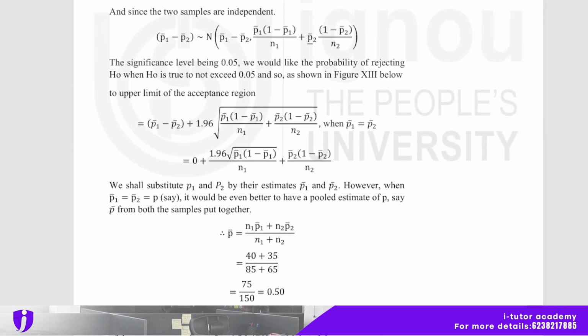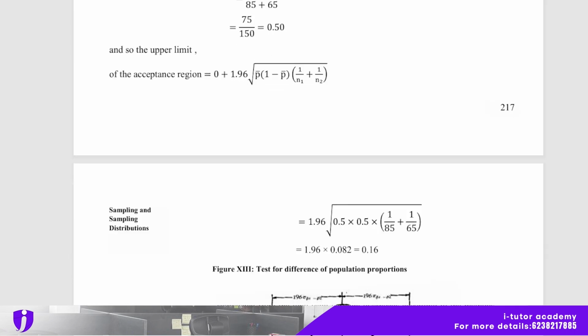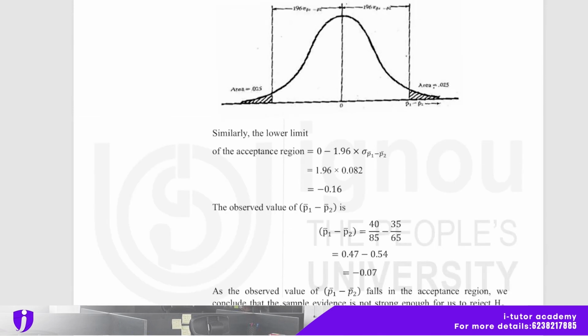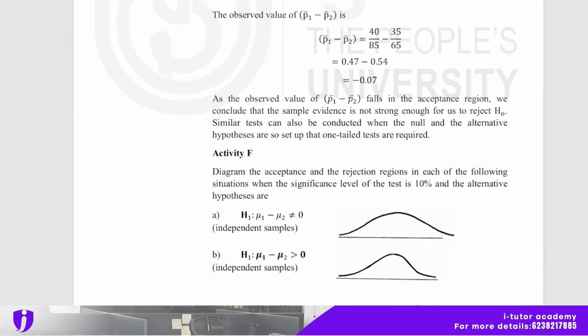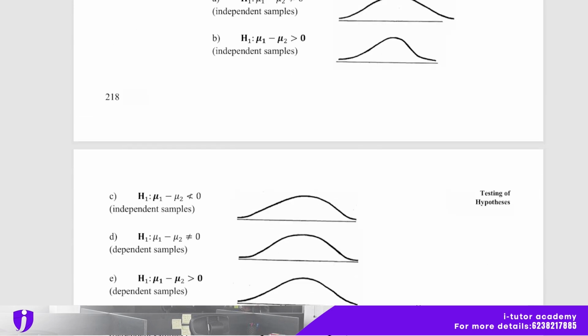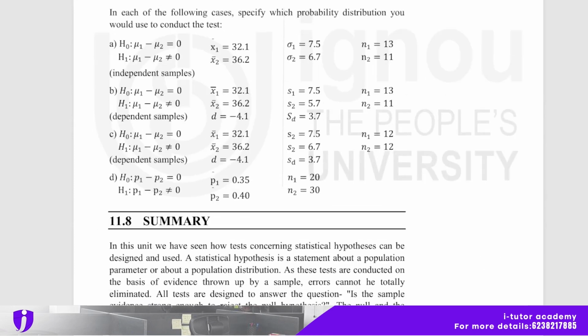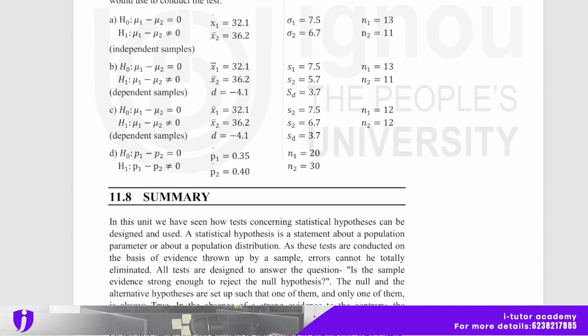Okay, so here is based on the equation and explanation, and the test for difference of population proportions are there. And activity F is here, activity based on the section. So activity G also here, and you just go through this and try to do the activity. It will be more helpful for your term-end examination. Maybe you can expect one or two questions, and the summary is here in this chapter.